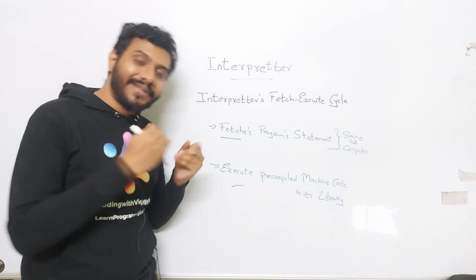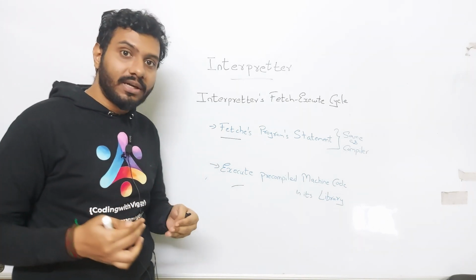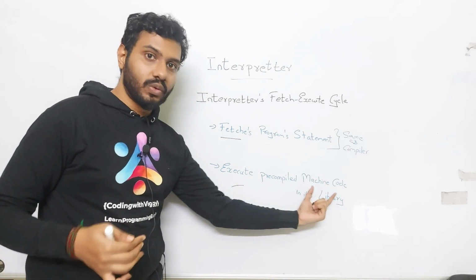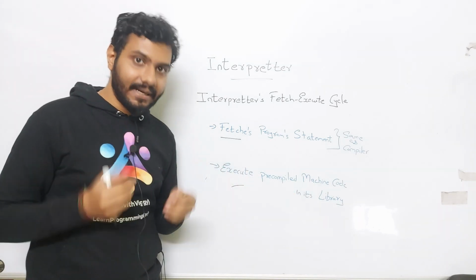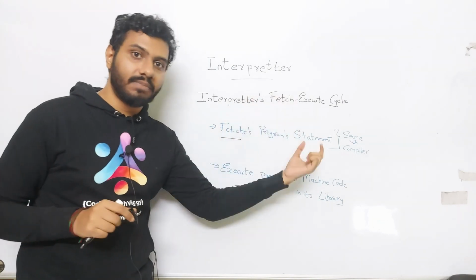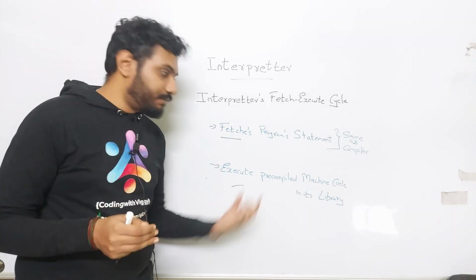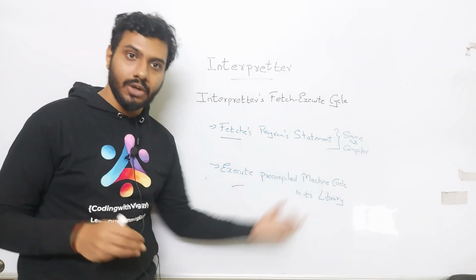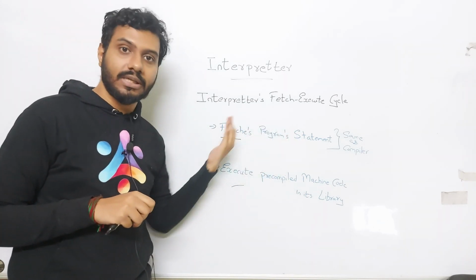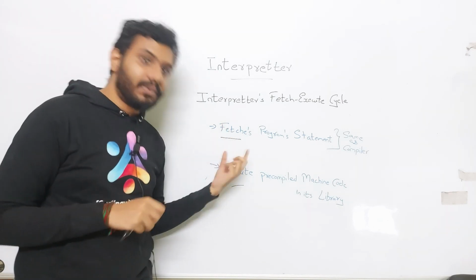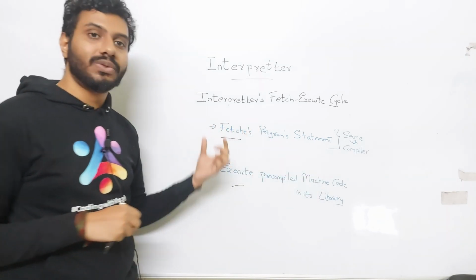Then the interpreter will get the corresponding pre-compiled machine code of that source code. Suppose the statement is add. That is what we are getting from the memory to the interpreter. The interpreter has a library of pre-compiled machine code with it. So we are writing add, and that add we get from the memory to the interpreter. The corresponding pre-compiled machine code is fetched from the library, and then the execution happens.